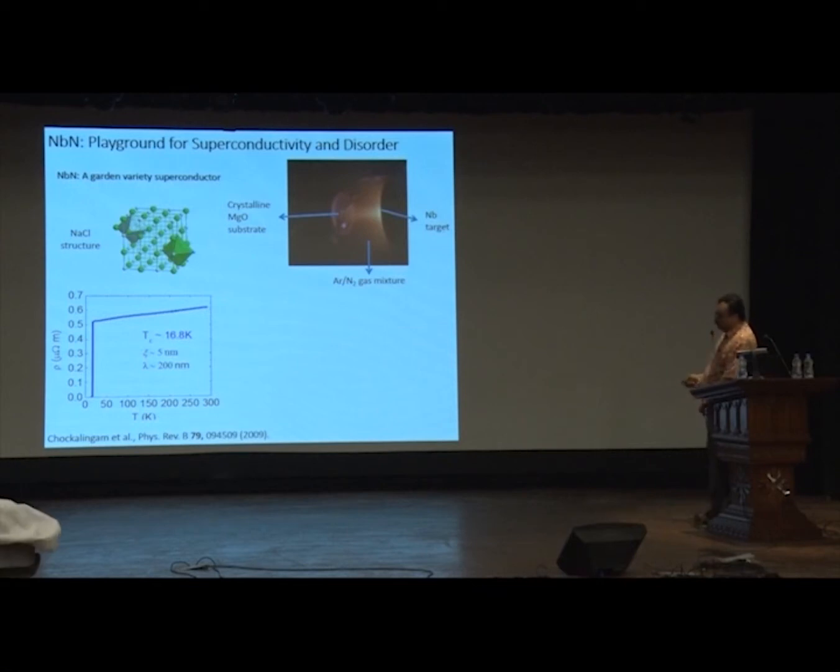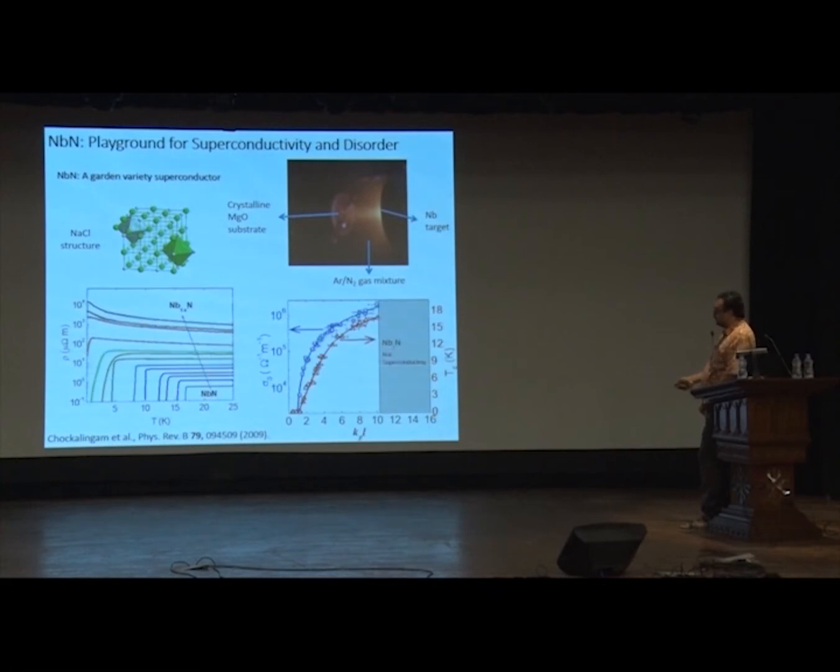But what you can do is that here you can controllably change the level of defects during growth, and these defects come as point defects of niobium vacancy. Now as you increase this niobium vacancy, you can see that the normal state resistivity increases, the TC decreases, and at some critical level of disorder, you lose the superconductivity completely.